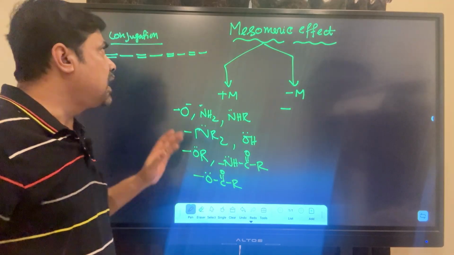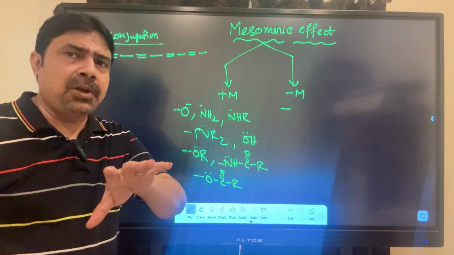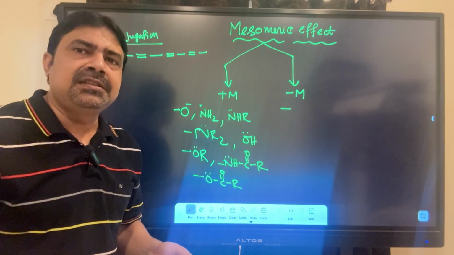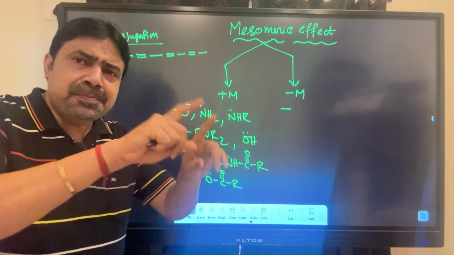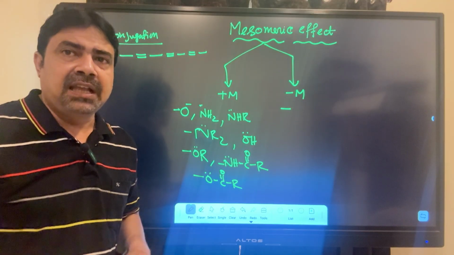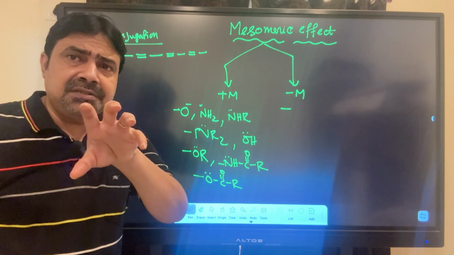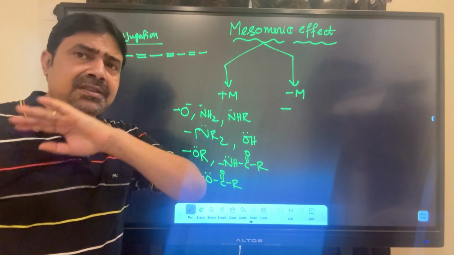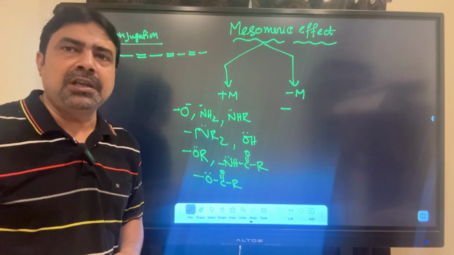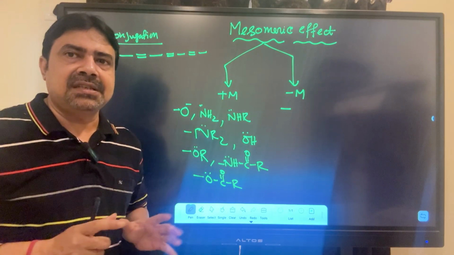Delocalization means the electron will not localize at any particular point; it will delocalize over the entire molecule. Whenever there is delocalization of electrons, there will be dispersion of charge. When there is dispersion of charge, there will be stability. Rather than the charge being concentrated at one point, if it is dispersed over the entire molecule, then the stability of the molecule increases. That is the purpose of this phenomenon.